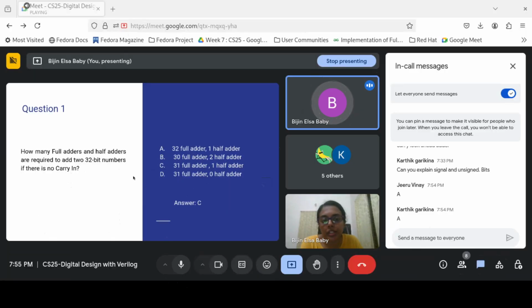It is option C: 31 full adders and 1 half adder. It is because there is no carry in. So for the first adder, we can use a half adder, and for the rest of the 31 bits, we can use full adders. Since there is no carry in, the first adder should be a half adder.